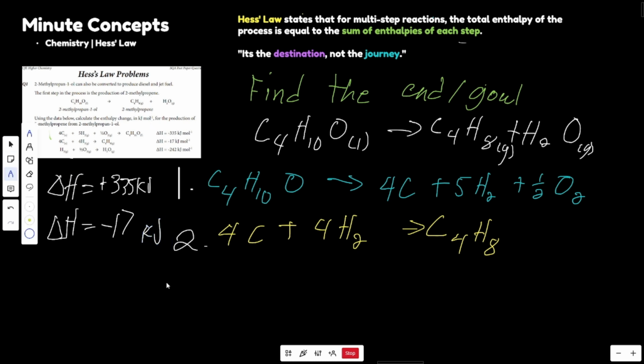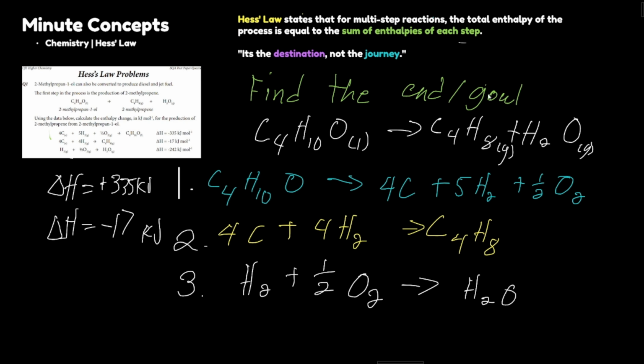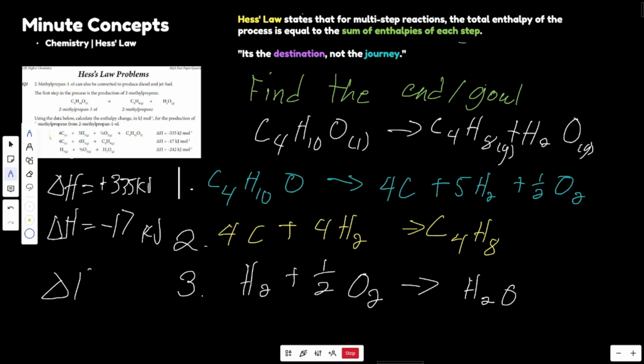Okay, now how about the third step? The third and final step. So we have hydrogen gas, we have half a mole of oxygen gas, and it turns into water vapor. So where is water vapor in our end goal? It's on the product side. Is it on the product side here? Yes, it is. So that means that everything here is fine. So our enthalpy for the last step is negative 242 kilojoules.